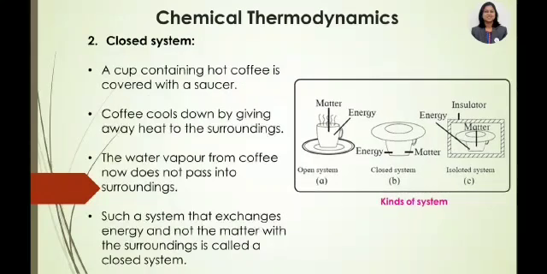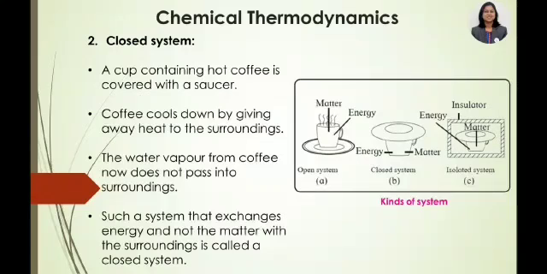Second, closed system. A cup containing hot coffee is covered with a saucer. Now in the first, open system, we had taken a hot cup of coffee. It was not covered. Now in the second type of system, the closed system, we are going to cover the cup of coffee, which is hot, with a saucer.